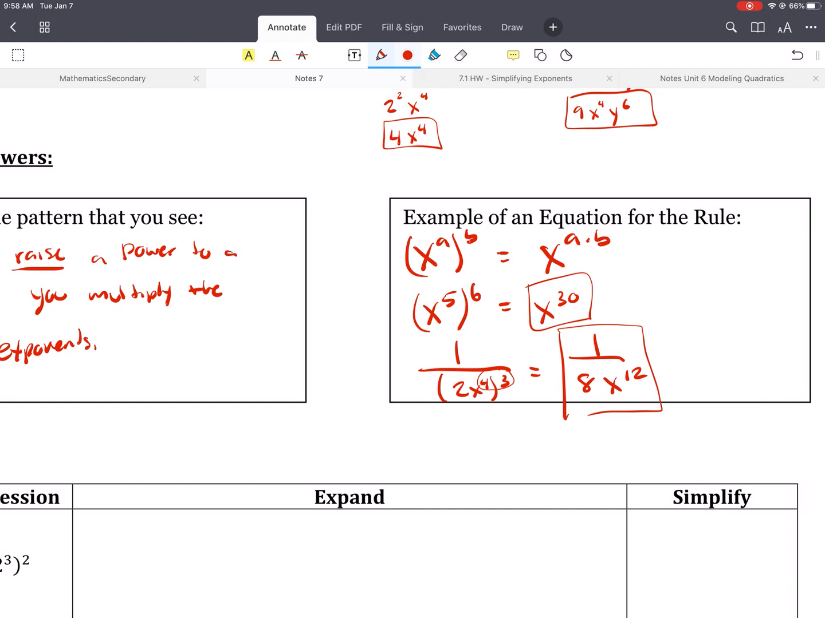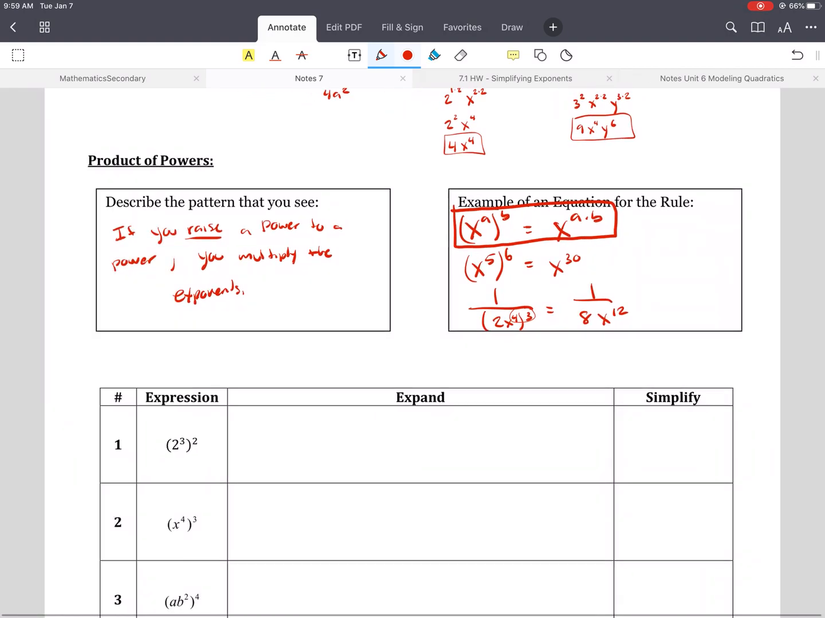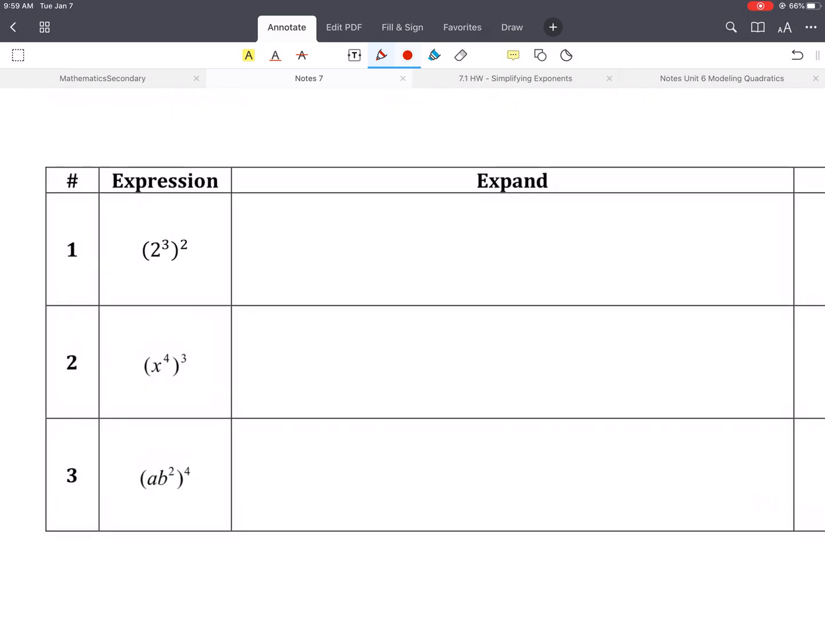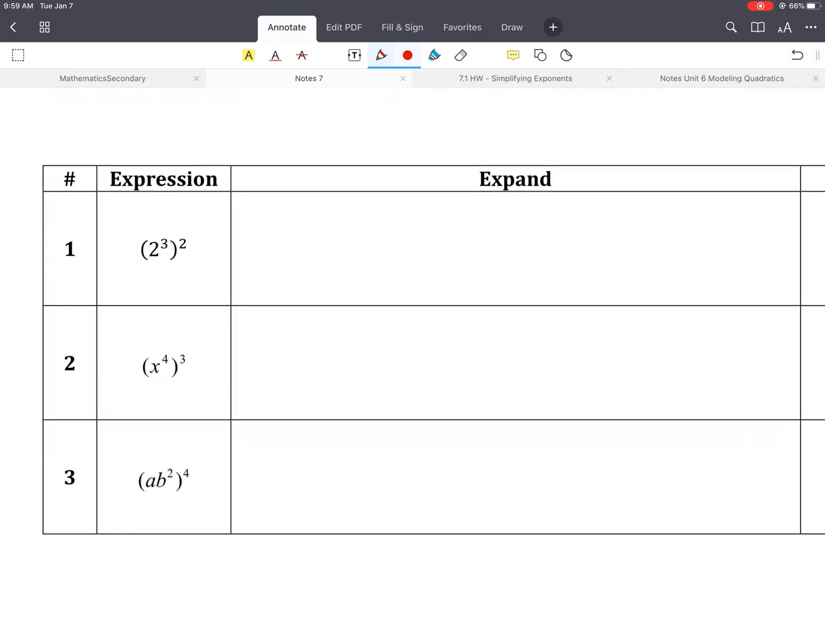Okay? All right. But this one is the one that works for any type of problem, whatever a or b is. Those are just your numbers. Okay, so let's do some expressions. We can expand them, we can simplify. A lot of these, just knowing the rule is probably the easiest way rather than expanding.